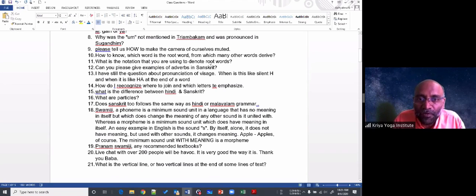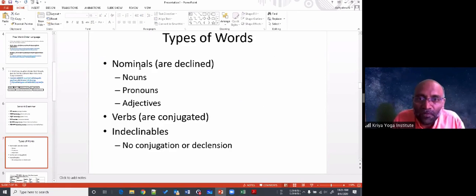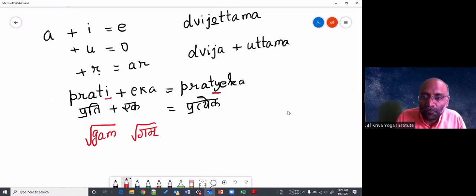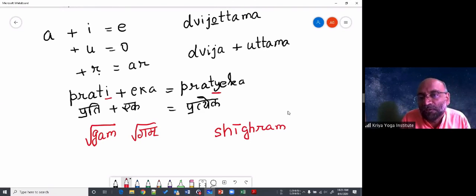Can you please give examples of adverbs in Sanskrit? This question is coming from my discussion of the types of words. There are three types of words: nominals, verbs, indeclinables, and one among the examples of indeclinables is adverb. An adverb tells you what the verb is doing. Just like an adjective is for a noun, it describes the noun, an adverb describes the verb. One of the examples is shigram. Shigra means quickly or fast. So saha shigram gachati, he goes fast. This is one of the examples of adverb.